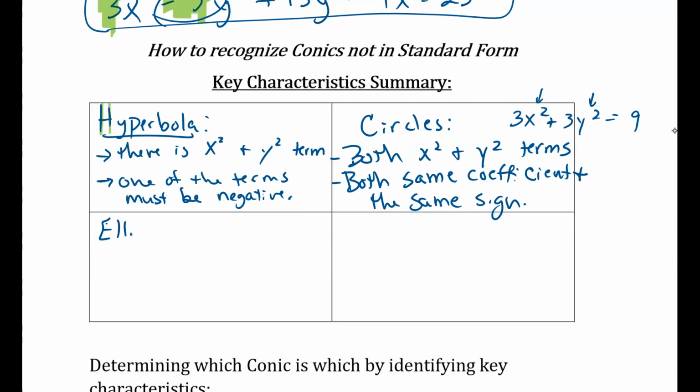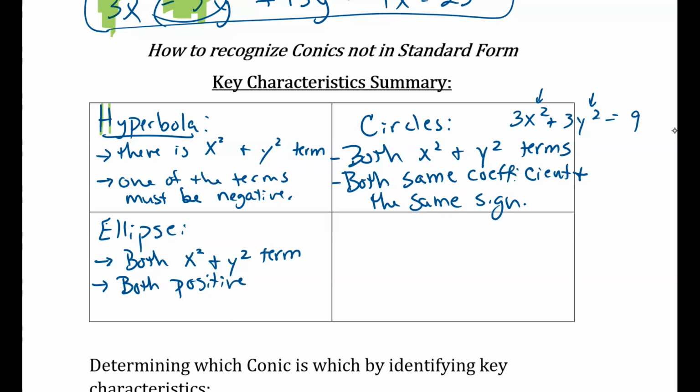We have our ellipse. Okay, for an ellipse, it feels kind of like a combination of a couple of them. There is both an x squared and y squared term. Here's the key with them. Both squared terms are going to be positive. And here's the only thing that's different with this one. They have different positive coefficients.